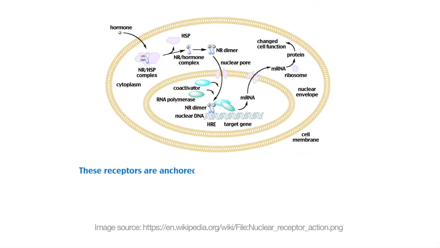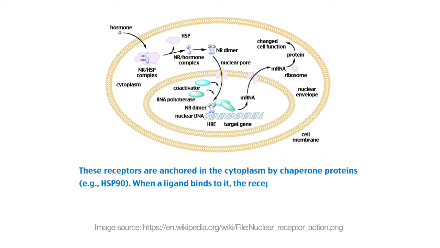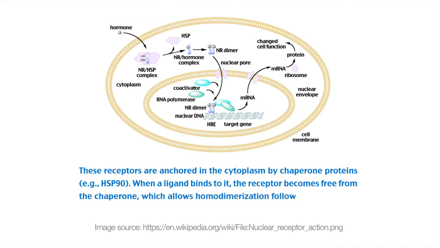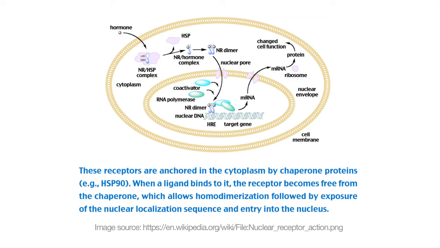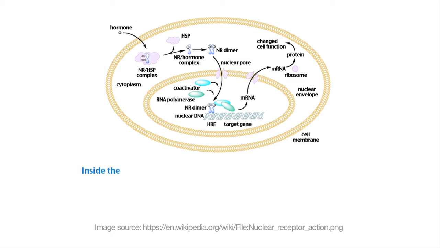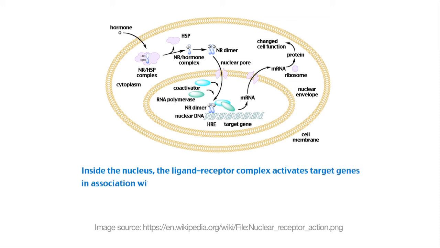These receptors are anchored in the cytoplasm by chaperone proteins, for example, heat shock protein 90. When a ligand binds to it, the receptor becomes free from the chaperone, which allows homodimerization followed by exposure of the nuclear localization sequence and entry into the nucleus. Inside the nucleus, the ligand receptor complex activates target genes in association with transcriptional co-activators.